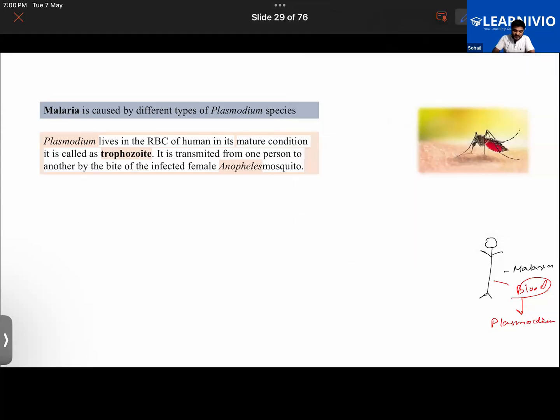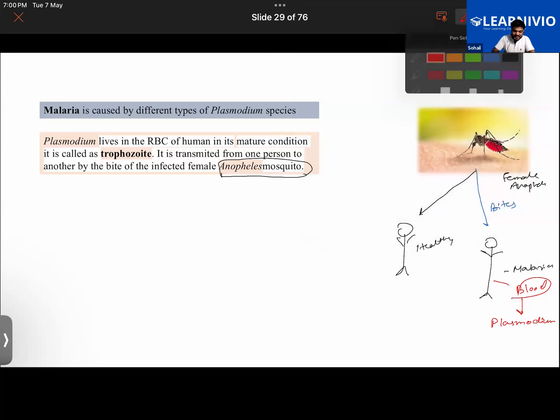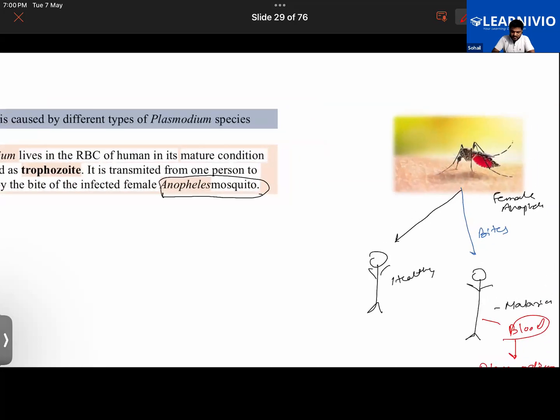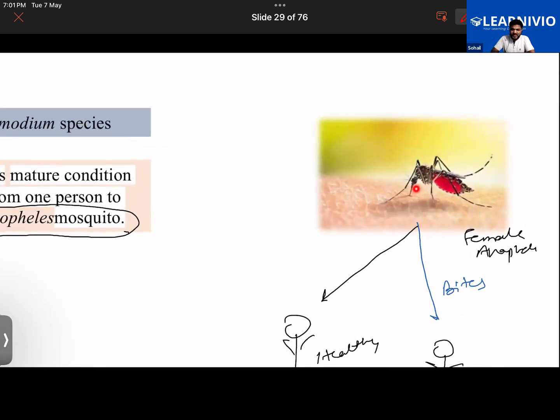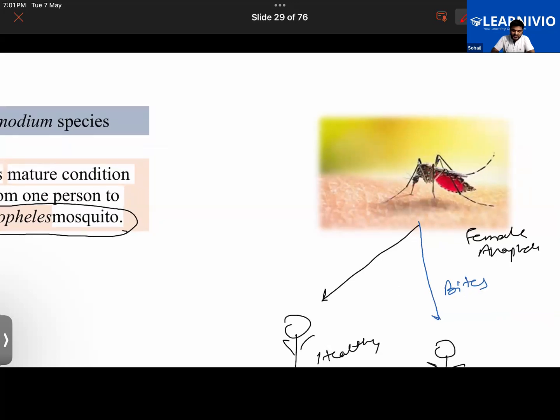Now what happens is that this mosquito bites this person. This is not a normal mosquito, but the female Anopheles mosquito. Then it goes on to bite a healthy person. Once it injects, once it puts the proboscis, this pipe-like structure that comes out from the mouth, this you call the proboscis.